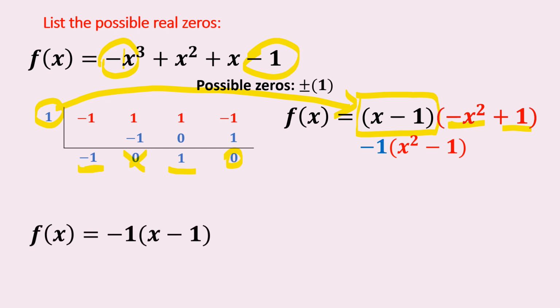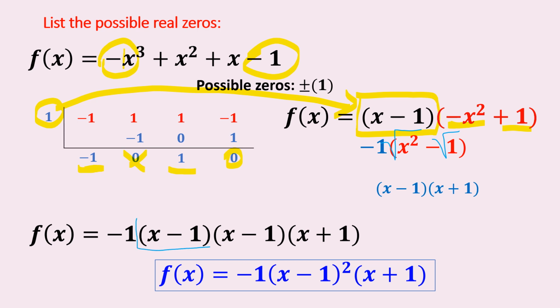Now I'm trying to factor what's left over on the inside. This is a difference of squares problem. Taking the square roots, we get x plus 1, x minus 1, and that's our factored function. This is what we want to use to graph the equation.